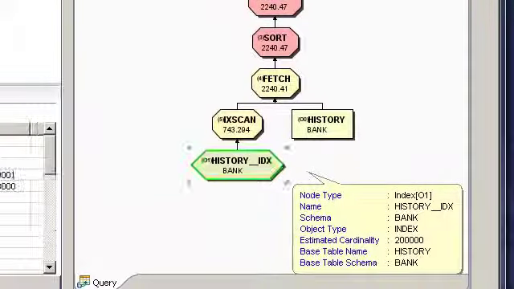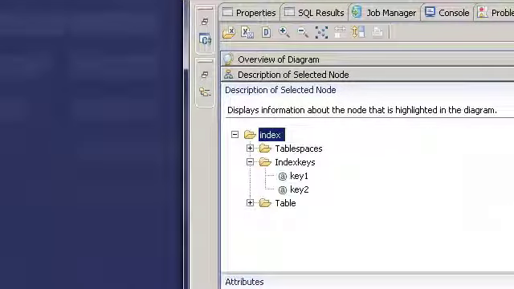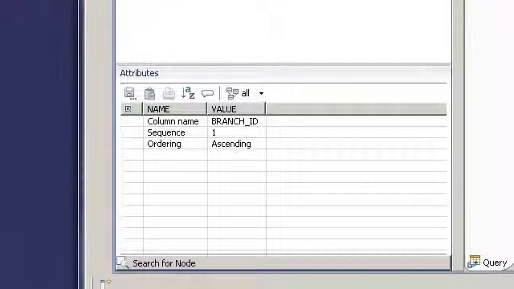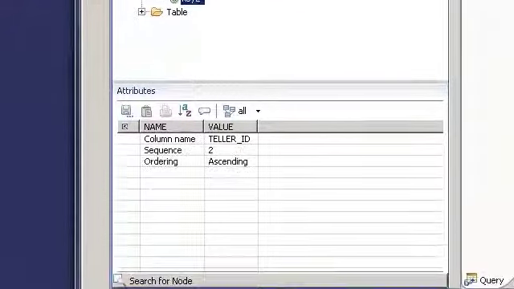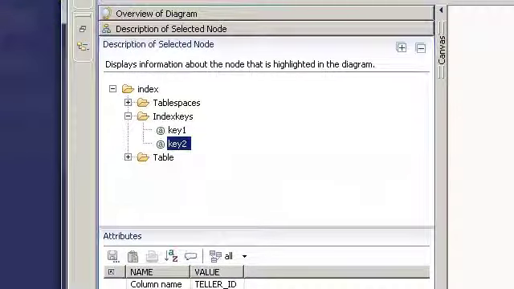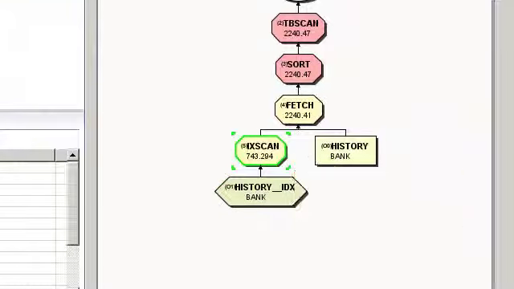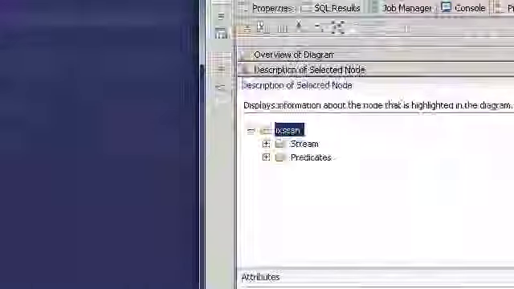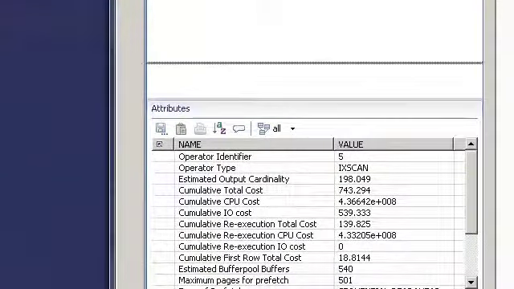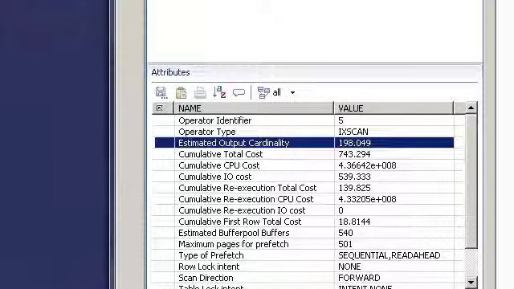We'll start here looking at the index that was chosen. Over here on the left, we have information about the index. The index was defined with 2 key columns, the first column being branch ID, second column being teller ID. So since we have a predicate on teller ID, the index has some use. First operation here in the access plan is the index scan. When we look at information about the index scan, we have the detailed information. It shows the estimated cardinality is about 200, 198.